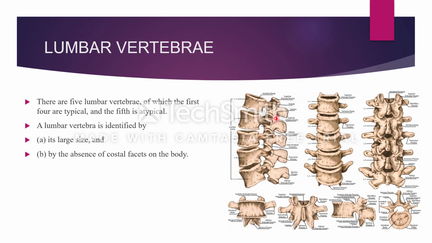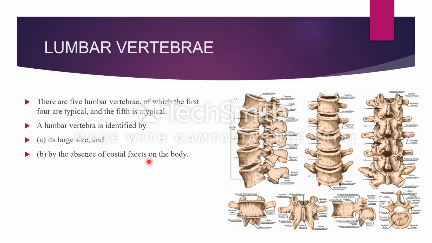Now we will discuss the lumbar vertebra. There are 5 lumbar vertebrae, out of which the first 4, number 1, 2, 3 and 4, are typical, and the 5th one, which is the lowest one, is atypical. A lumbar vertebra is identified by its large size and by the absence of the costal facets on the body.